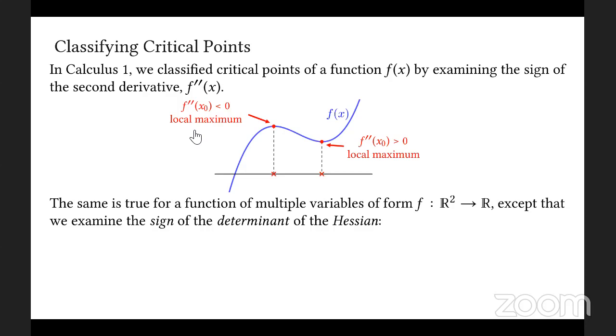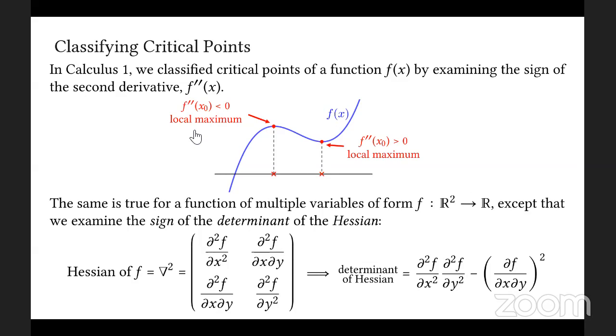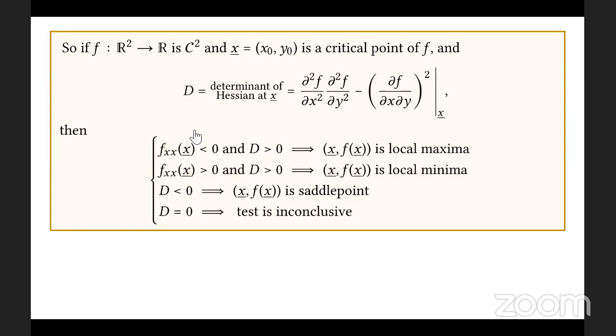The same is true for a function of multiple variables, except that we examine the sign of the determinant of the Hessian. So instead of examining the second derivative, we examine the second derivative, quote unquote, for functions of multiple variables. So the Hessian is this thing, and the determinant of the Hessian is that thing. Oh, that's written wrong. That should be f squared. My bad. Oh, I wrote it right there.